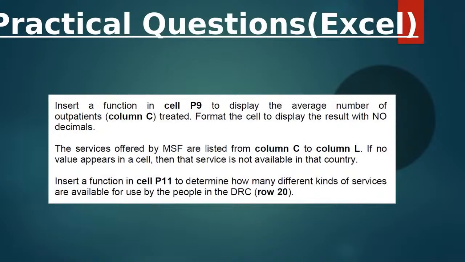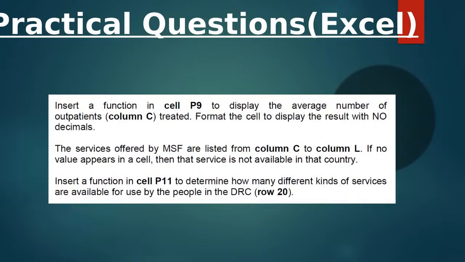Okay, then the services offered by the MSF are listed from column C to column L. If no value appears in the cell, then that service is not available in that country. Insert a function to determine how many different kinds of services are available. Guys, you see, you have to read the question. And this is one of the big things that Marcus have had a problem with over the years. We need to read. So here they're just stating the services offered by MSF are listed in column C to column L. So first thing you do, go and have a look at what they are referring to.